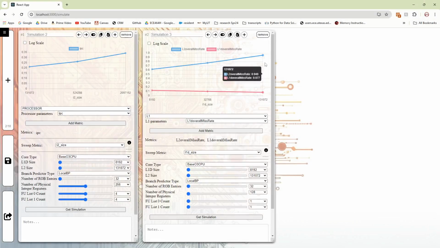So, these types of perhaps somewhat unexpected interactions between various parameters of a microarchitecture is exactly what we want you guys to explore and discover for yourselves as you are using this tool, and hopefully that will help in your understanding of computer architecture as you go through your classes, and maybe just to study on your own time.